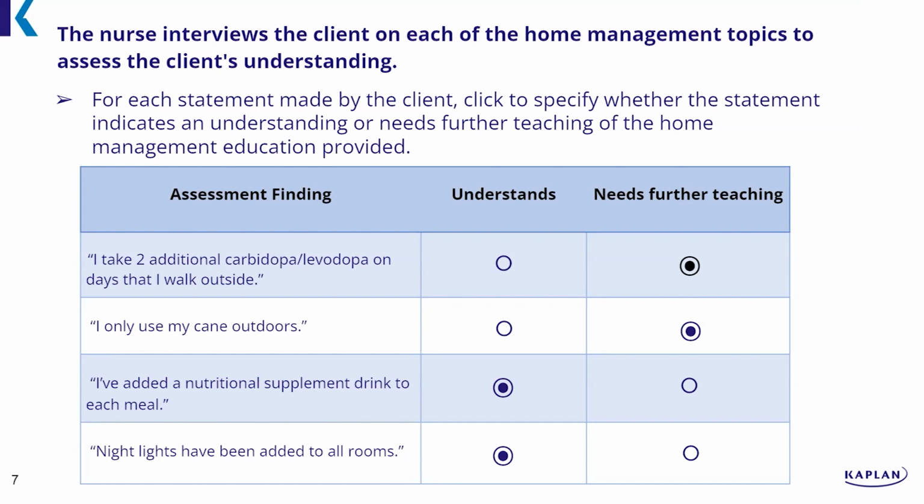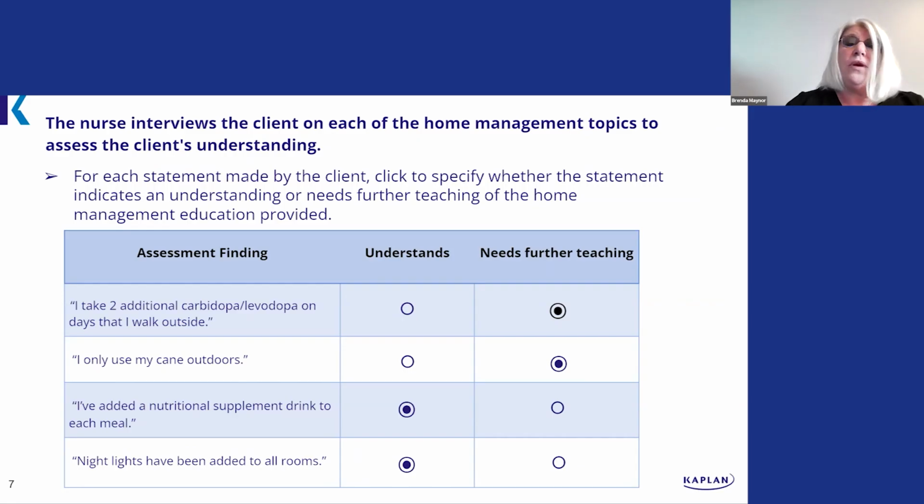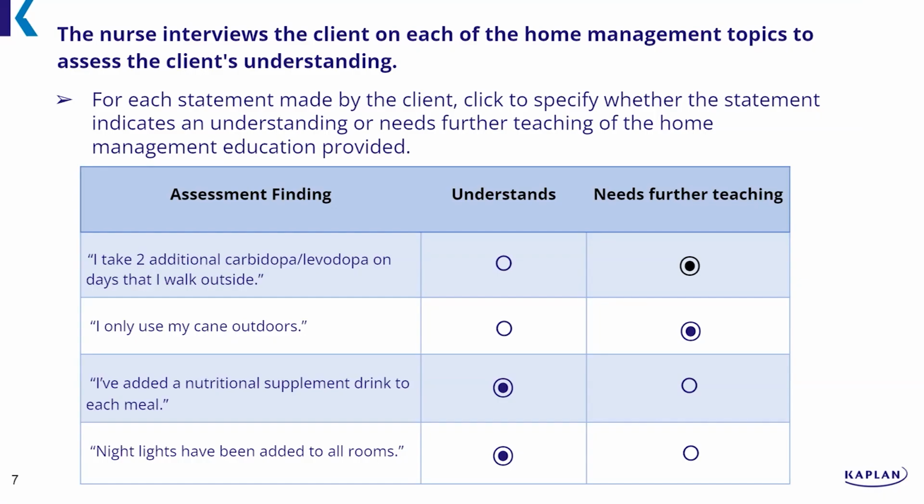In reading the assessment finding, "I take 2 additional carbidopa-levodopa on days that I walk outside," you would answer this as either the client understands or they need further teaching. In this example, the client would not take additional carbidopa-levodopa. So your choice would be the client needs further teaching. "I only use my cane outdoors." Again, the client would need further teaching because this client would use their cane both indoors and outdoors. You would do the same for the last 2 items.